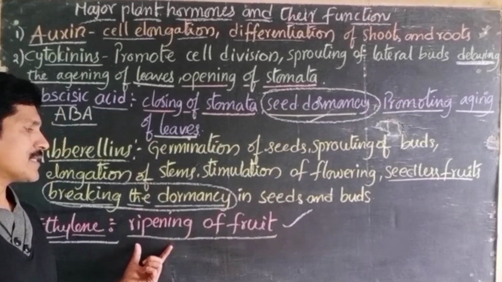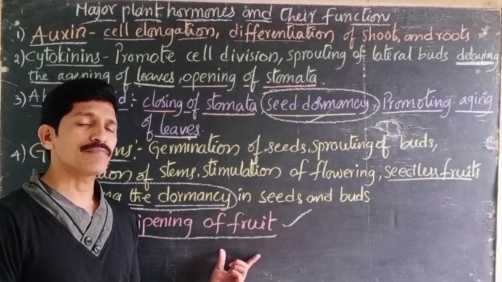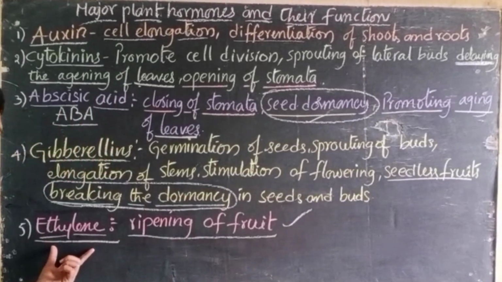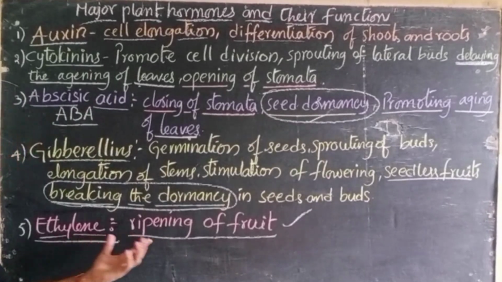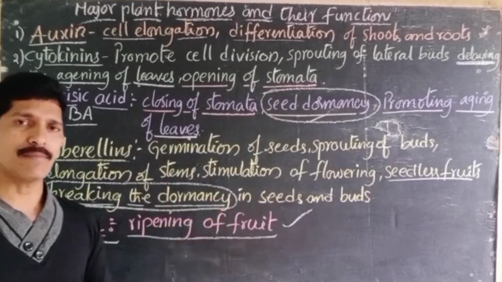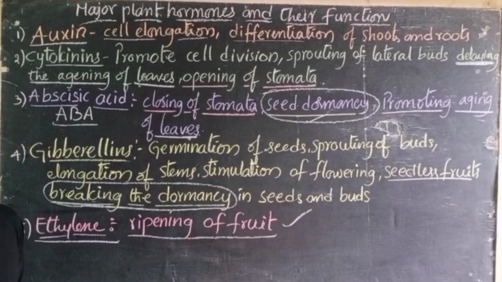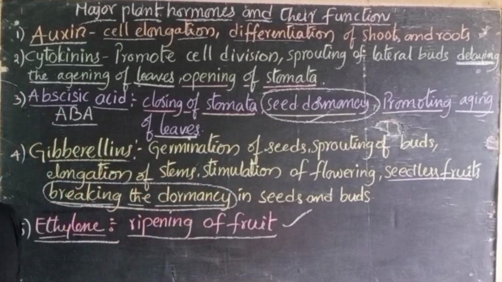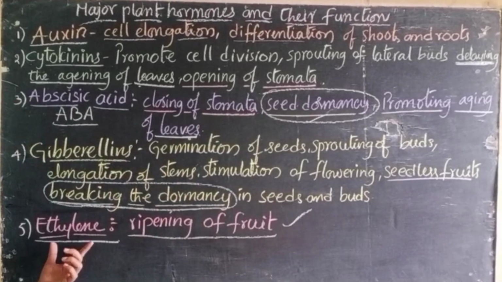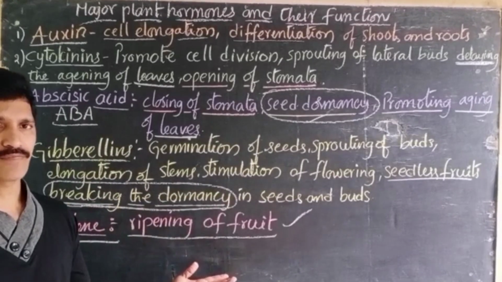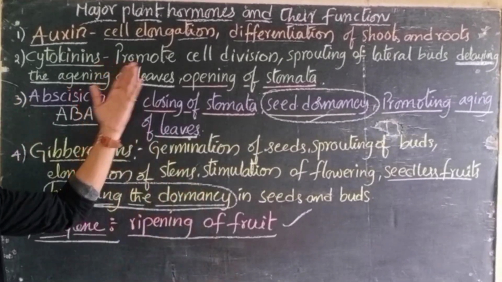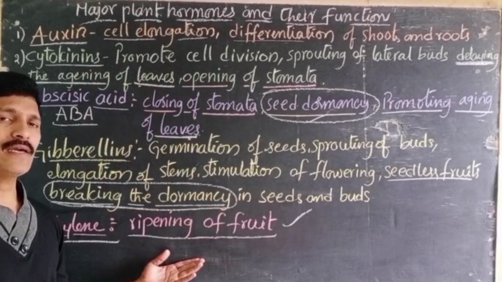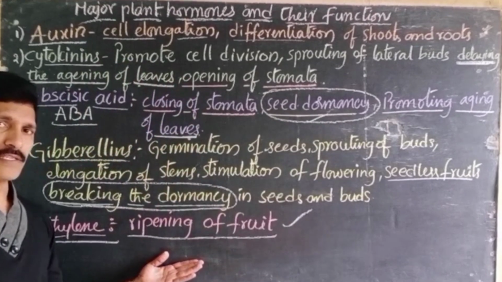That is symbolically indicating that we can consume it directly as food. So, the ripening of the fruits is stimulated by ethylene. During the summer season we are getting the mango fruit, right? That ripening of fruits can also be artificially encouraged by ethylene gas or ethylene liquids. This is regarding the major plant hormones and their actions or functions.